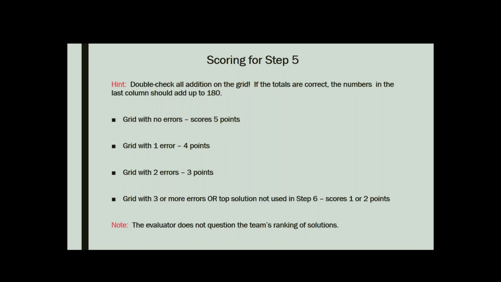All right, a grid that has no errors is going to score 5 points. A grid that has 1 error is going to get 4. A grid with 2 errors is going to get 3. If there are 3 or more errors, it's going to be a 1 or a 2. If you do not use the top solution in step 6, it is a 1. So you want to be sure that you are using the top solution.